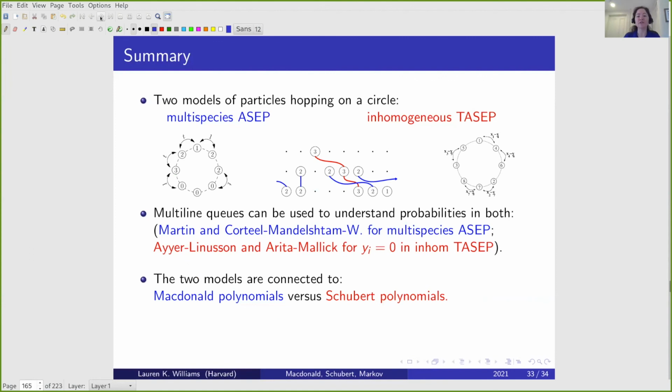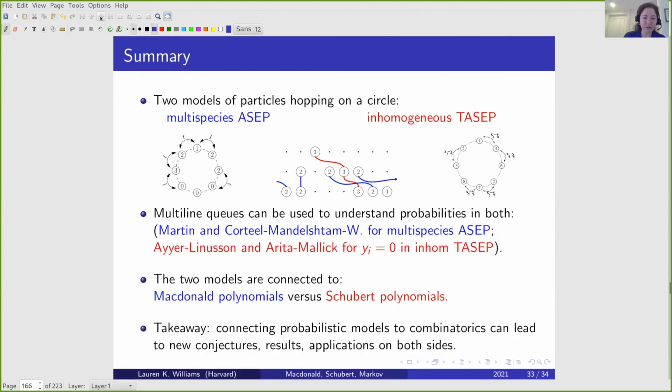And these 2 models, respectively, are connected to Macdonald polynomials and Schubert polynomials. And so I guess the takeaway is just that connecting these probabilistic models to combinatorics can lead us to new conjectures, results, and applications on both sides.